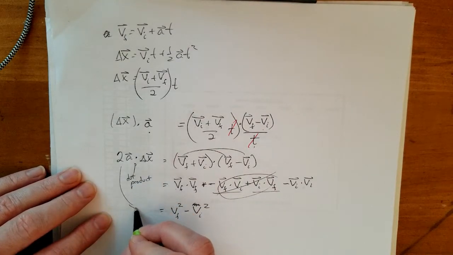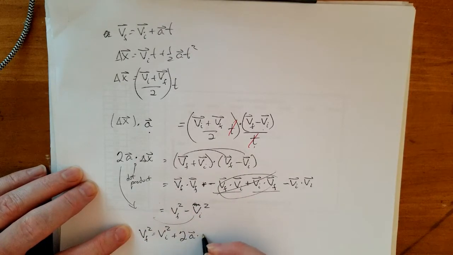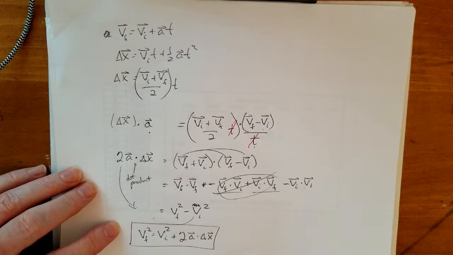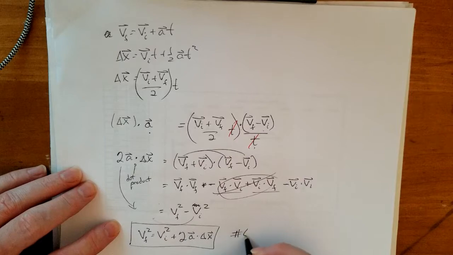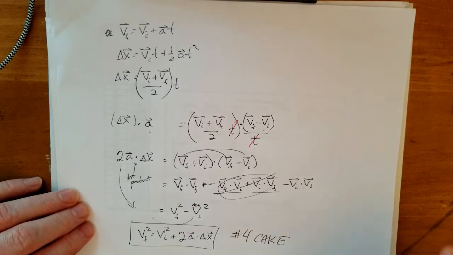And that is equal to this. And so now I can write that VF squared is equal to VI squared plus 2, if I add that to both sides, and then flip the equation around, 2a dot delta x. That is the number 4 equation. And so there's the derivation.